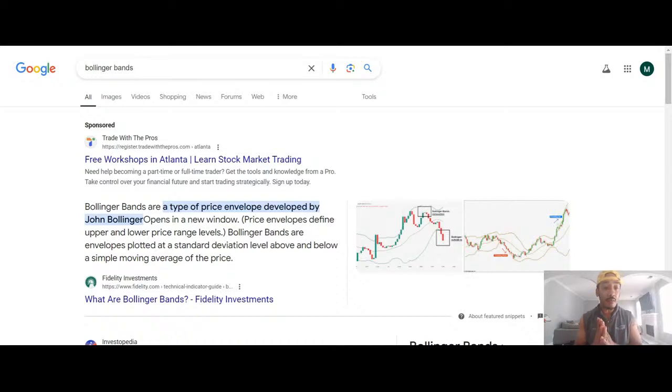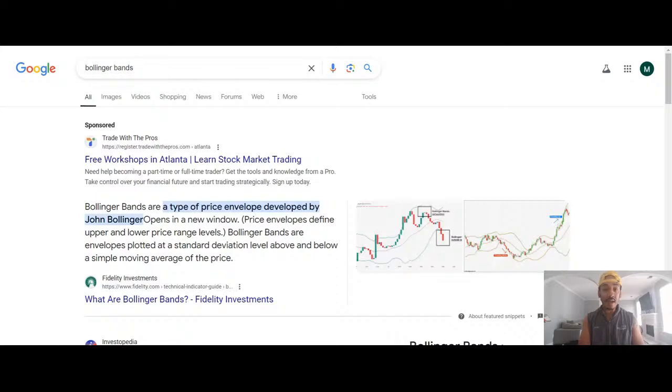Bollinger Bands are envelopes plotted at a standard deviation level above and below a simple moving average, right? So that middle line is the 20-day moving average, and the top and bottom of the Bollinger Band are basically support and resistance levels. Resistance is something that's going to knock a stock back down. Support is something that will knock a stock back up.